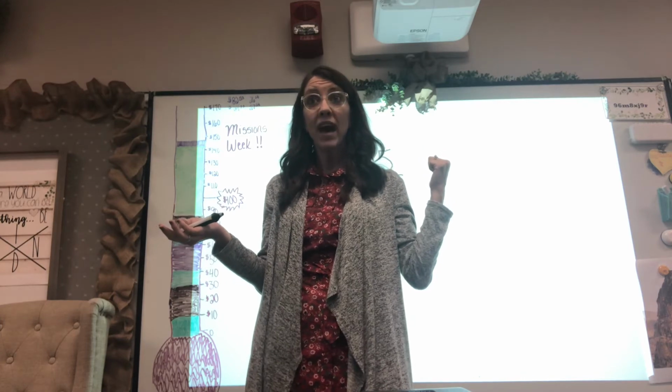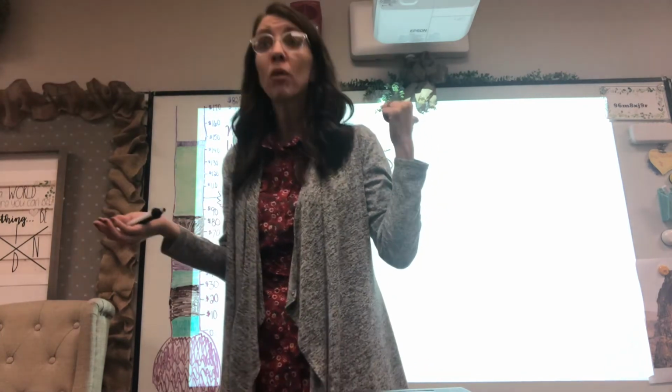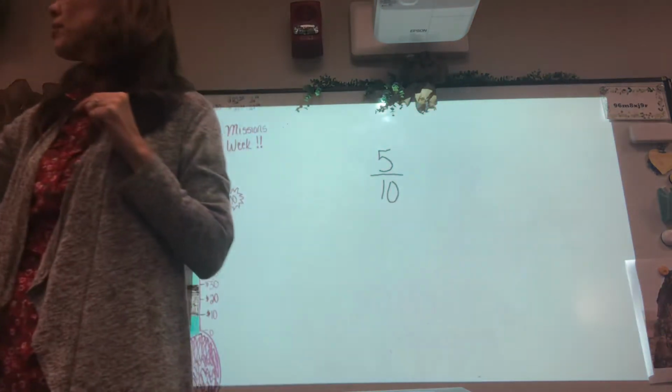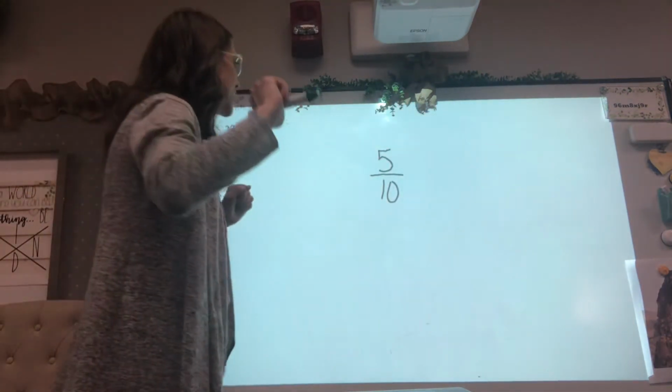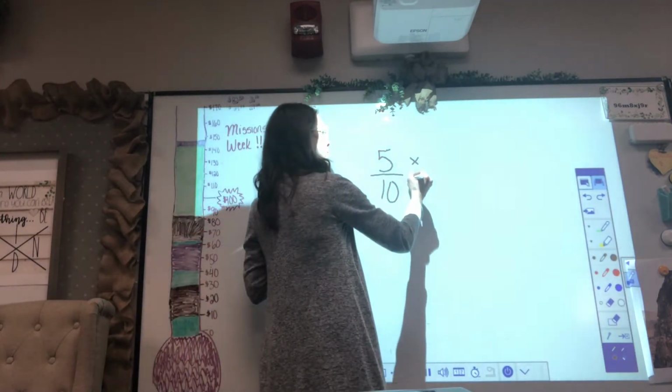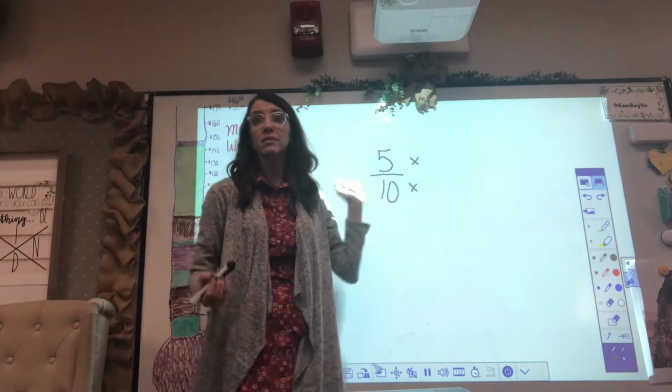How do you do that? You divide or multiply the top and the bottom by the same number. Give me a couple minutes, guys. 5/10. So I'm going to multiply the top and the bottom by the same number. Let's do it. Somebody give me a number.